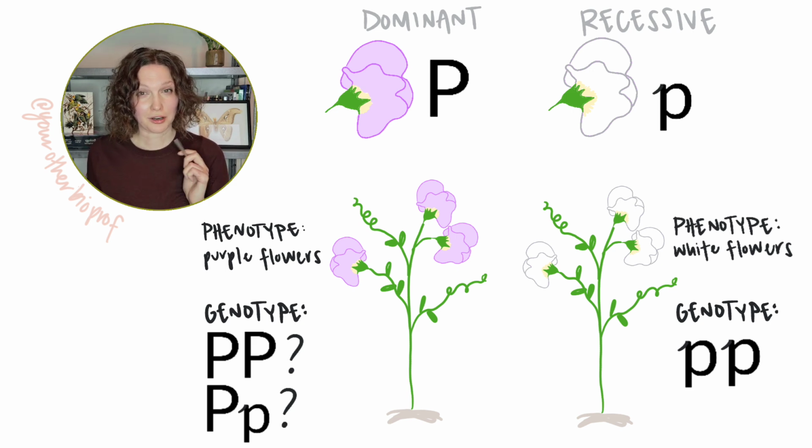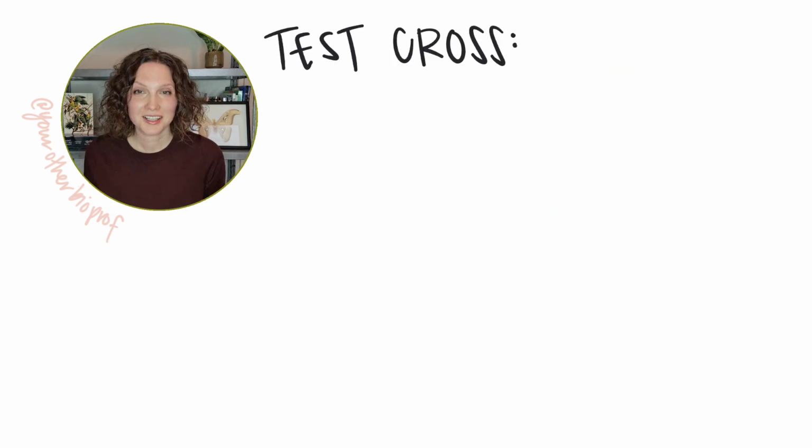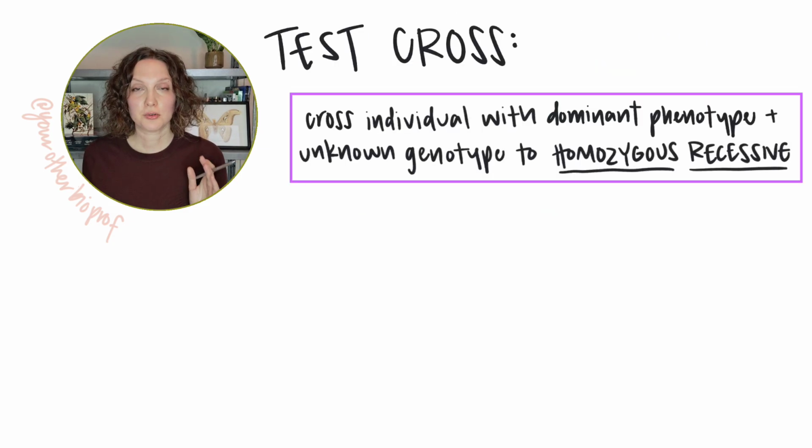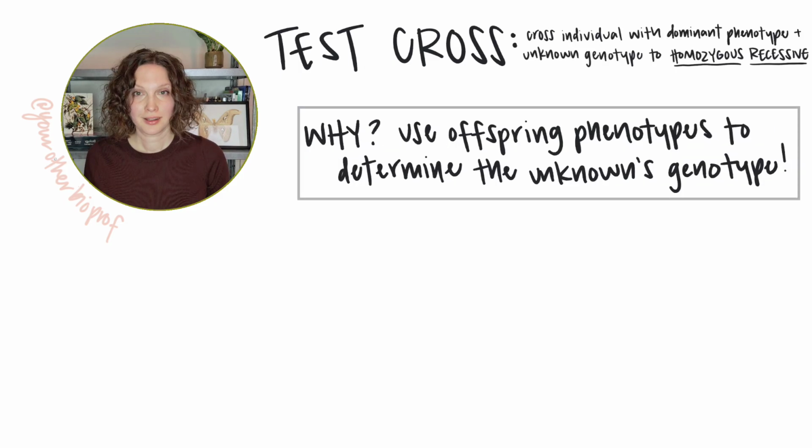But how can we figure out what that genotype actually is? A test cross. So you can use a test cross to determine the genotype of an individual that has the dominant phenotype. In a test cross, you're going to cross your unknown individual to an individual that is homozygous recessive, or true breeding recessive. Interpreting the results of our cross will show whether our individual of interest has the homozygous dominant or the heterozygous genotype.